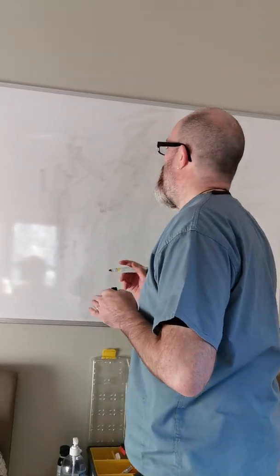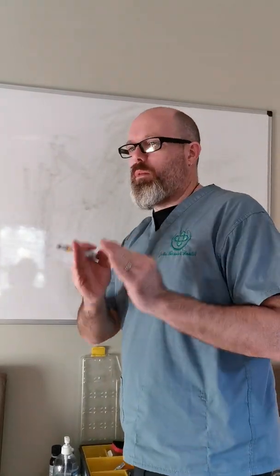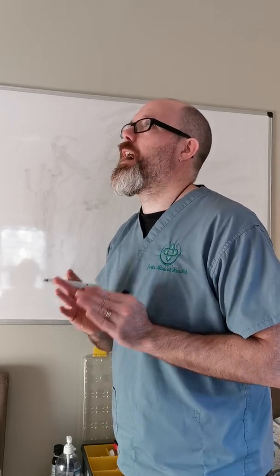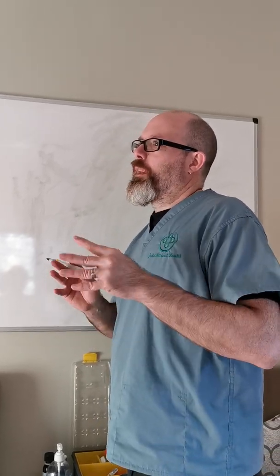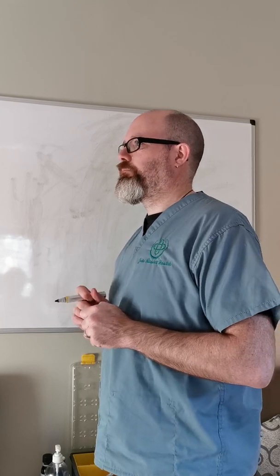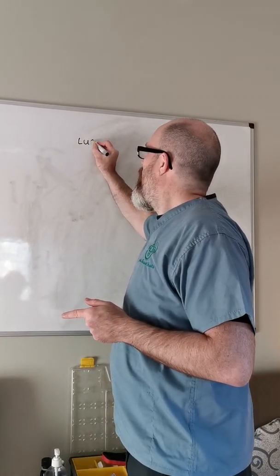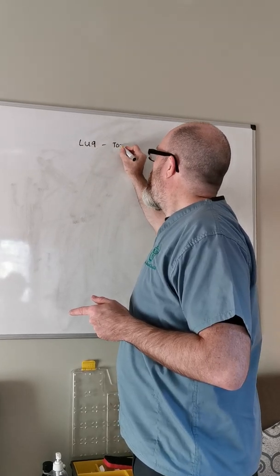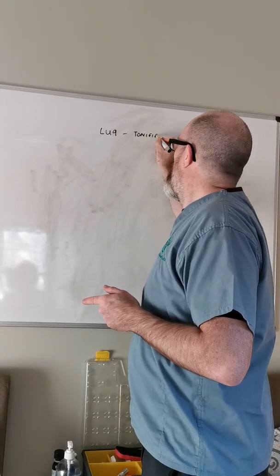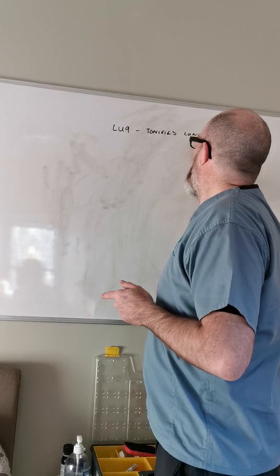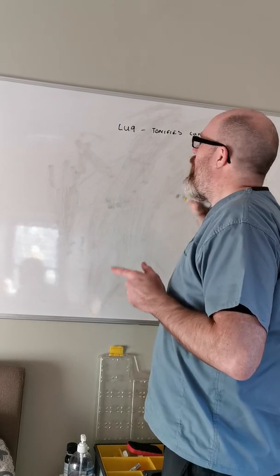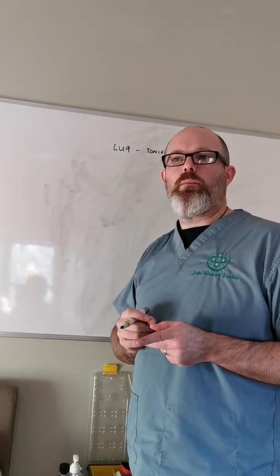Next part, the third part, is that there are acupuncture points that have observable reactions. So classically, they would have talked about something like Lung 9. It tonifies lung qi. Now, how did they know that? How did they know that?